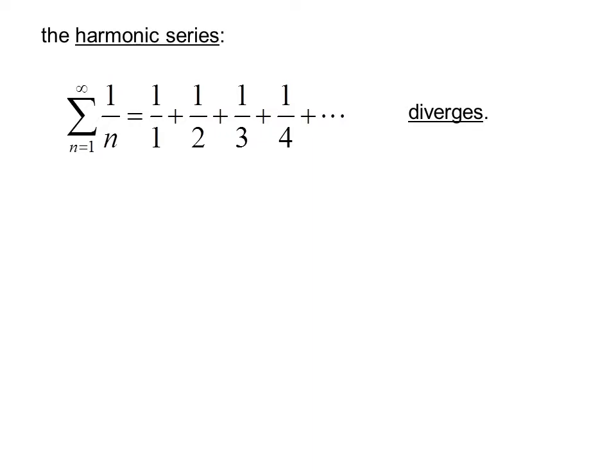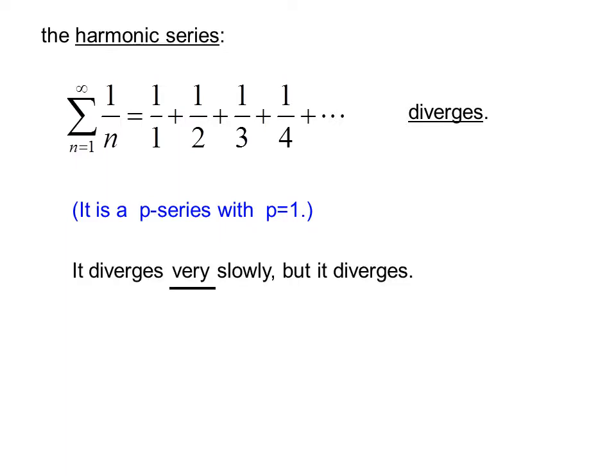The harmonic series, summation from n equals 1 to infinity of 1 over n equals 1 over 1 plus 1 over 2 plus 1 over 3 plus 1 over 4, diverges. This is a p-series with p equals 1. It diverges very slowly, but it diverges.